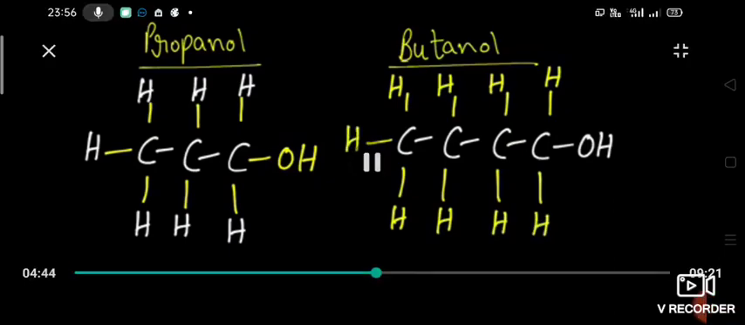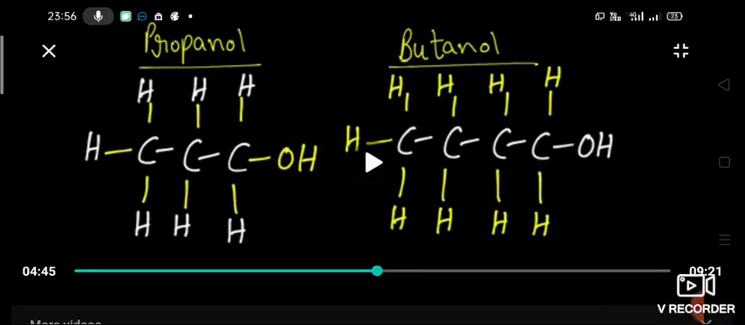When you see the formula of propanol, CH3CH2CH2OH. The formula for butanol, CH3CH2CH2CH2OH. And this is the structure and formula for butanol.